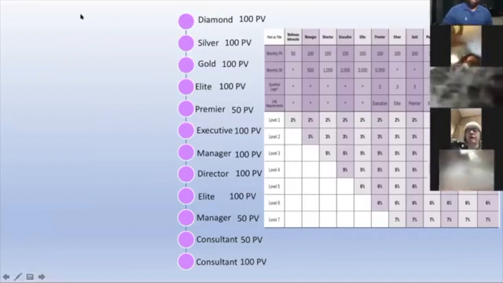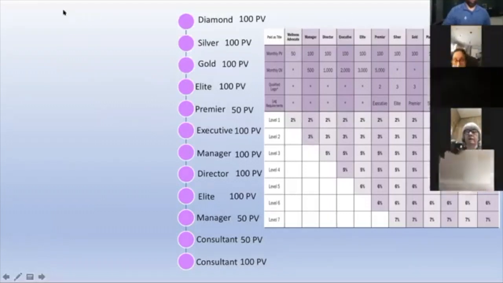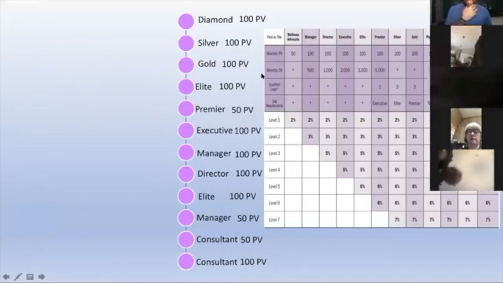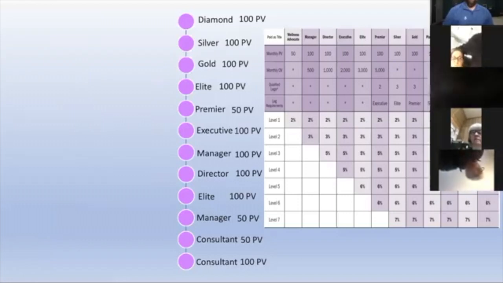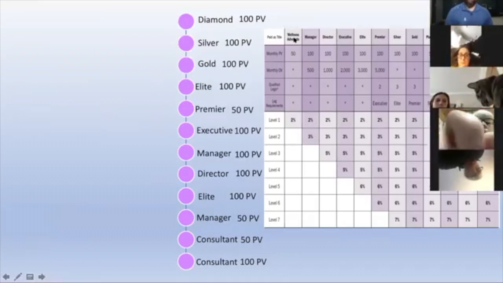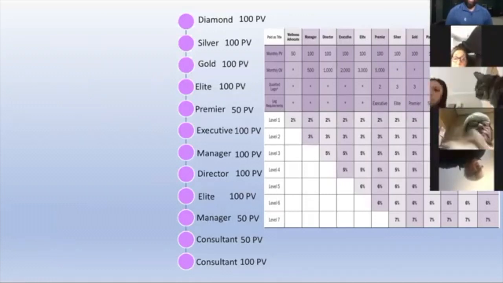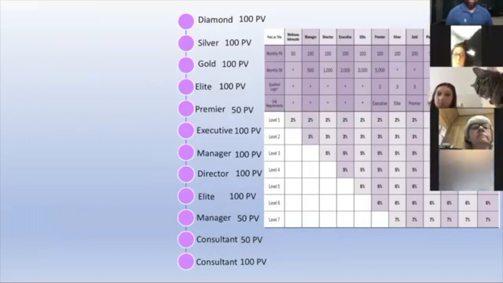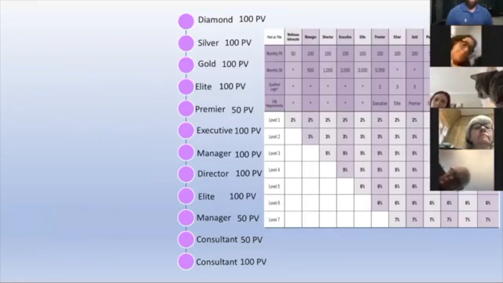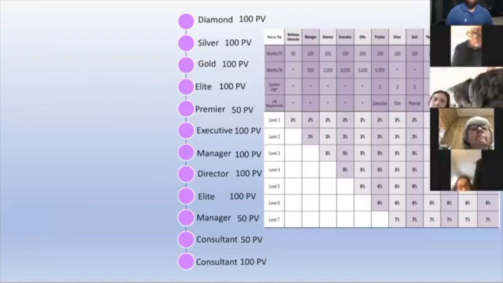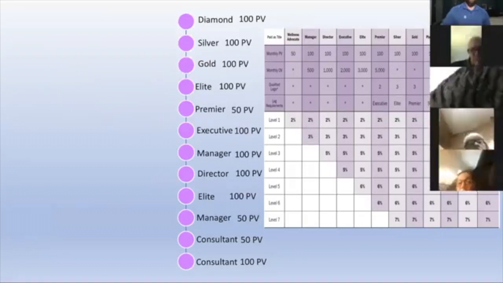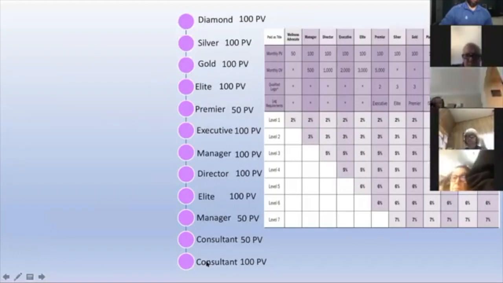Sorry, let me change my screen a little. All right, so let's say the order is placed. What I'm going to do is look up here at the top at my little chart, and it says paid as title, and it says wellness advocate. That's actually now called consultant. But it says in order to be paid that 2% at level 1, they must be a wellness advocate, a consultant, and they must have a monthly PV of 50. Okay. So this consultant has spent 100.